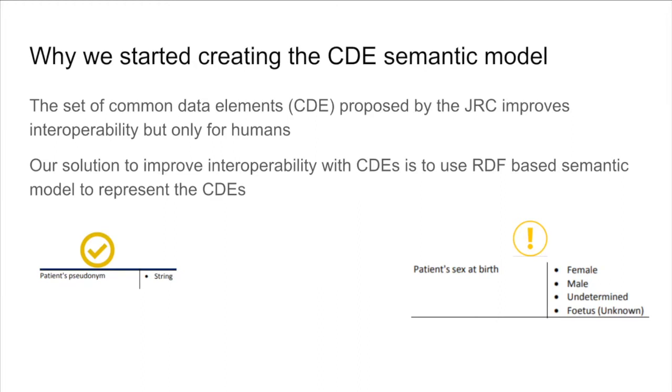But if you take other elements like sex at birth, you see a list of possible genders that can be assigned as a value for this element. This might be interoperable for humans, but you can imagine the implementers might provide a different variety of these options. And for sure, this is not machine interoperable at all. So our solution to improve the interoperability of this kind of CDE is to implement RDF-based models to represent them. That's what we did. Next slide.